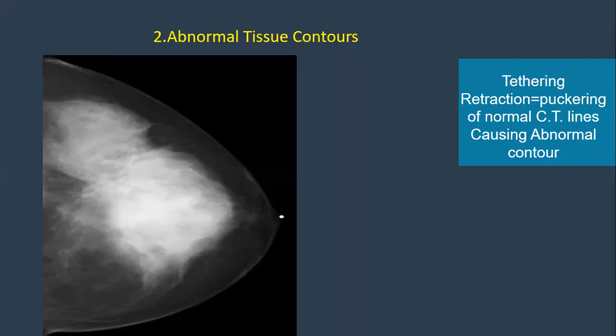In this case, you see there is tethering, retraction and buckling. If you look, there is some buckling of the normal connective tissue, Cooper's ligaments, causing abnormal contour. Look for the buckling and retractions. The fat-glandular interface is interrupted, as if a spoon had taken tissue from this region. Okay, and this case?